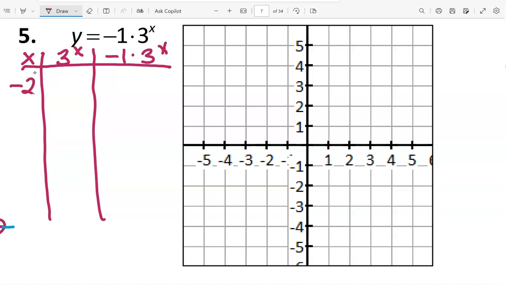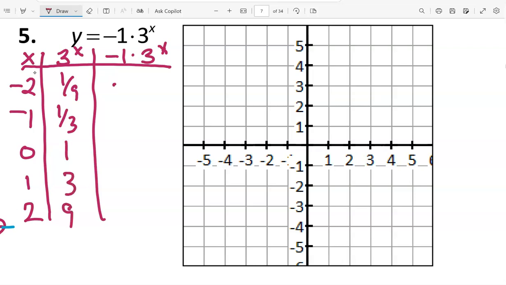So for my exponents, which are the x values, I'm going to put in -2, -1, 0, 1, and 2. 3 to the -2 is 1/9. 3 to the -1 is 1/3. 3 to the 0 is 1. 3 to the 1 is 3. 3 to the 2 is 9.